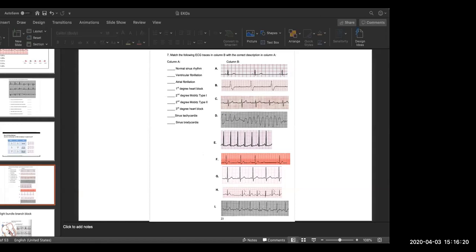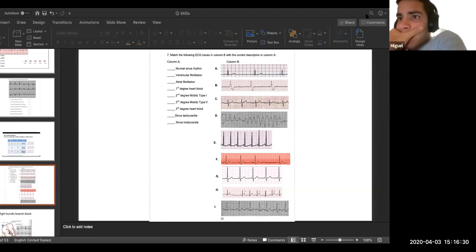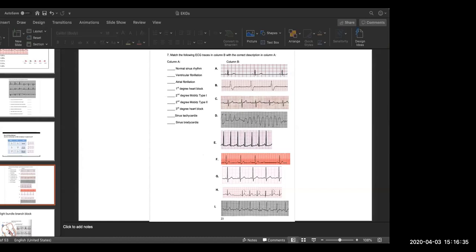Sinus tachy. F. Oh, C. C. Yeah. C. That first degree heart block. Yeah, is C. 100%. You're saying that 100% is first degree heart block, yeah.